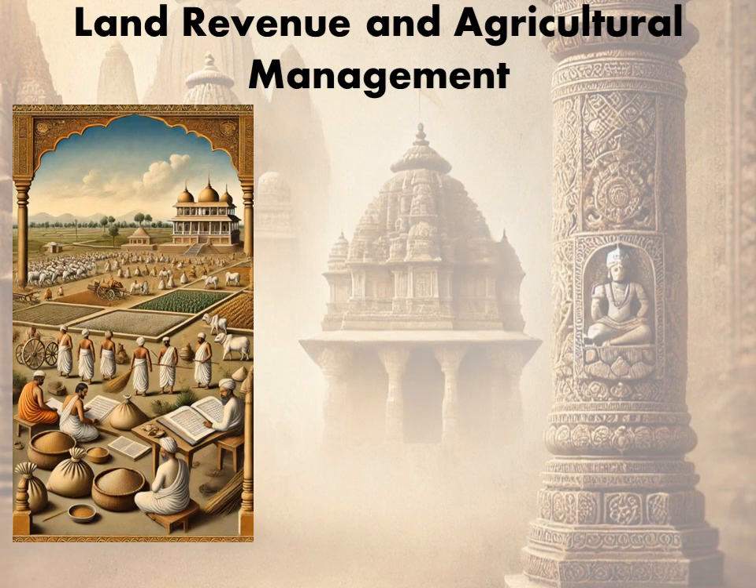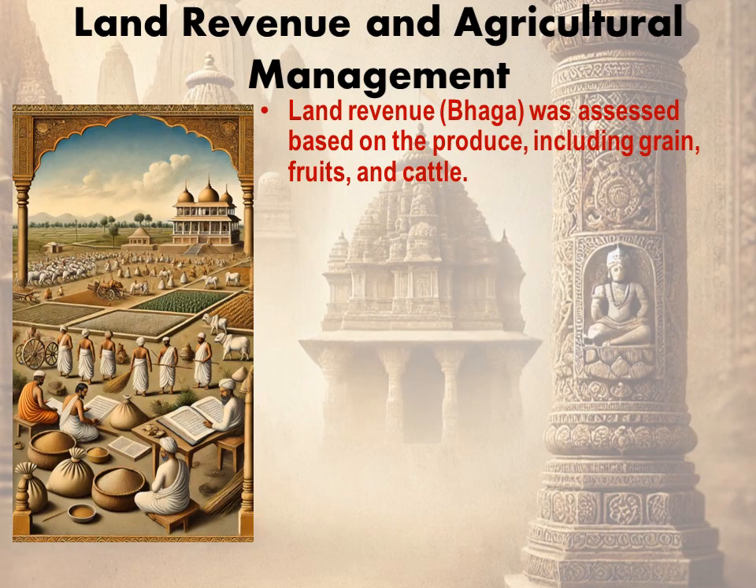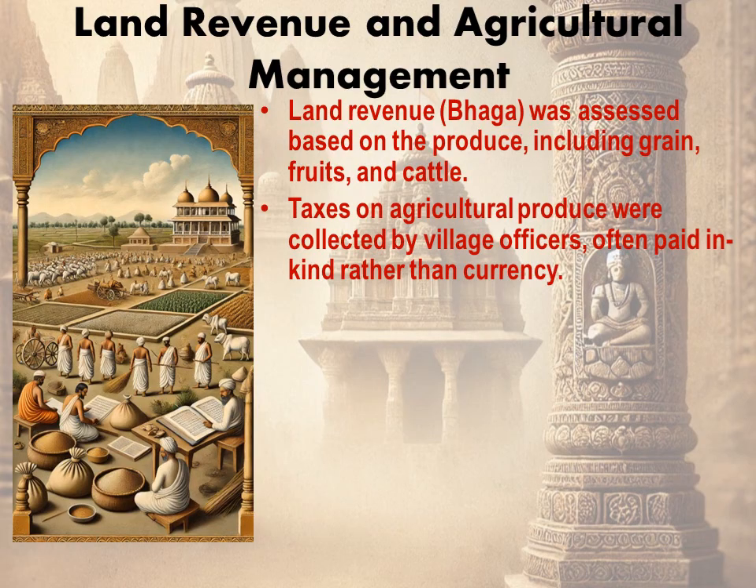Land revenue and agricultural management. Land revenue (Bhaga) was assessed based on the produce, including grain, fruits, and cattle. Taxes on agricultural produce were collected by the village officers, often paid in kind rather than currency.